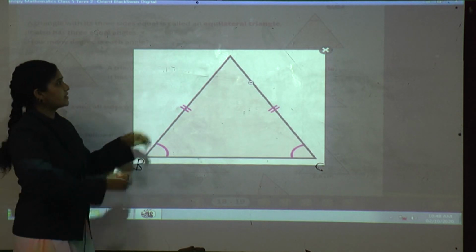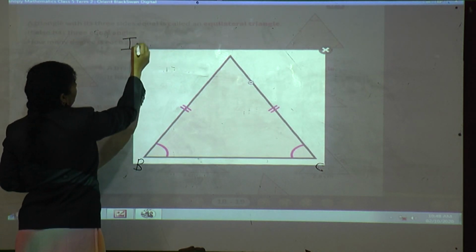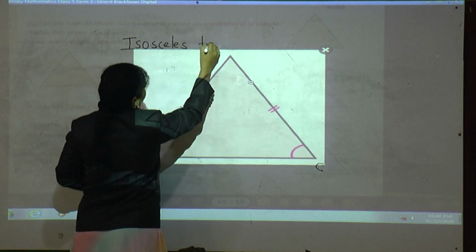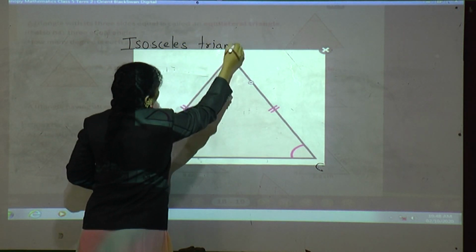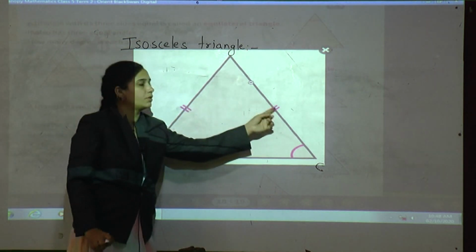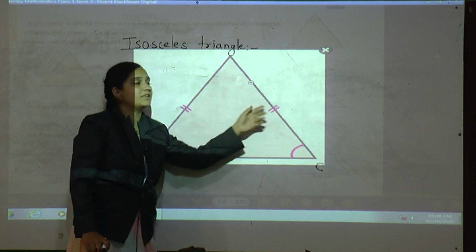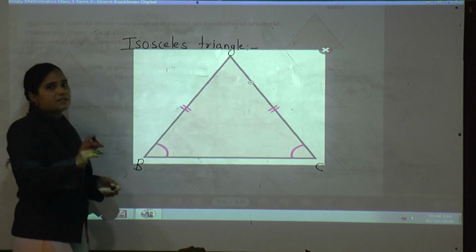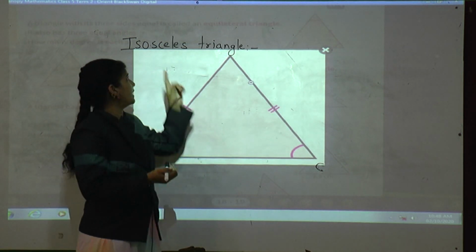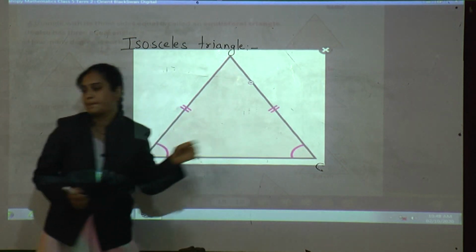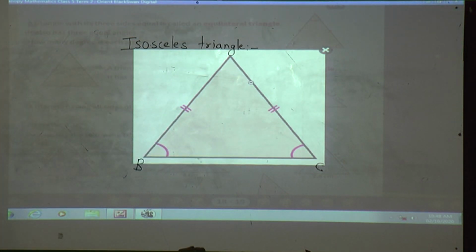See, in an isosceles triangle, here the marks are on two sides. That means two sides are equal and even two angles are equal. See students, in an isosceles triangle only two sides are equal, and in an equilateral triangle all three sides are equal.